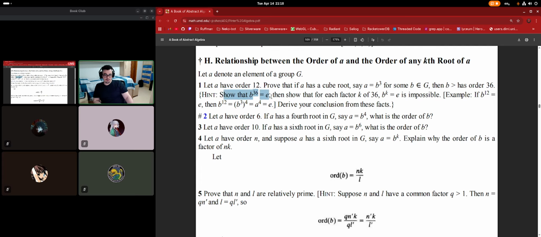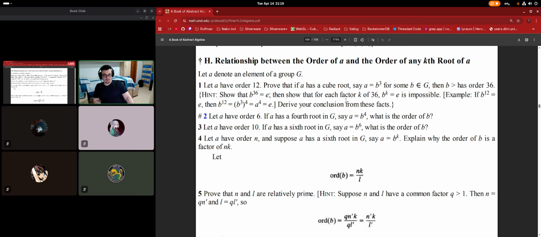And then show that this is true. This seems very obvious, right? Because we know that a to the power of 12 is equal to the identity element, and we know that each a is b to the power of 3. But then you have a 3 on the inside and then a 12 on the outside. So you're going to get this.